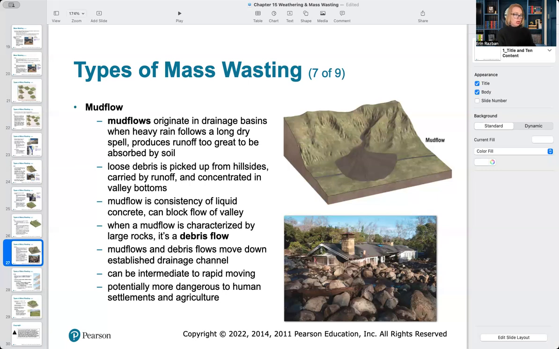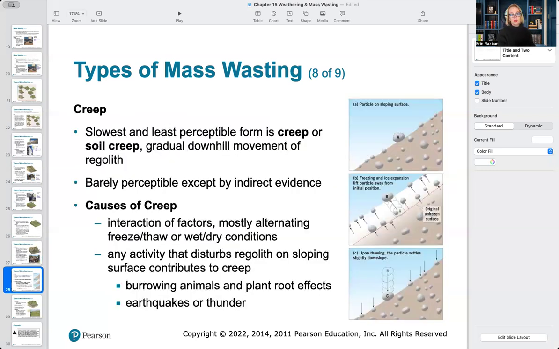All right, moving along. Next, we have creep, okay? Yes, so finally we come to creep, the slowest and the least perceptible form of mass wasting. Creep consists of very gradual downhill movement of soil and regolith, so slow that it's imperceptible to the human eye, yet over time its effects become quite noticeable.